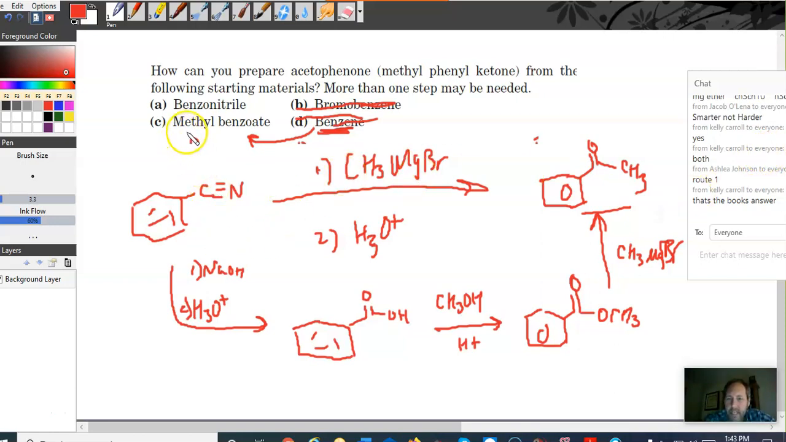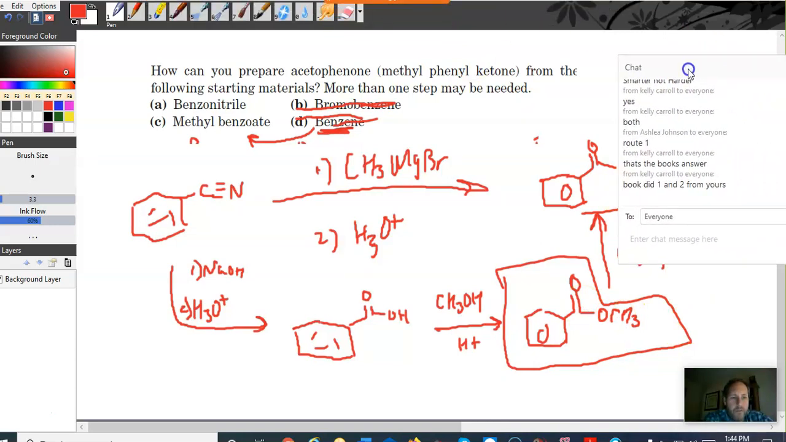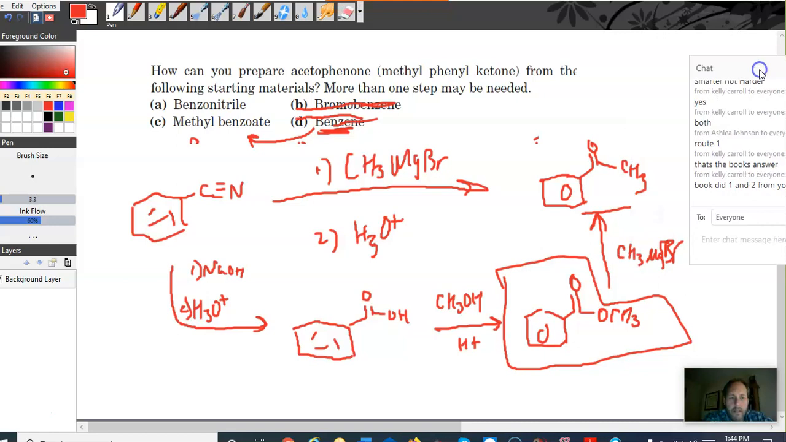And then C is starting from methyl benzoate, which is that compound right there. See how this all kind of ties together? That's kind of why I did it, so I don't have to do a whole other one. So basically, just take this and add the Grignard to it, which I'm sure is how the book did it. You could also just take this and reduce it down to the alcohol and oxidize it to the aldehyde, add the Grignard, and oxidize again. Again, it's just a lot of steps. Book did one and two from yours. Okay. All right.